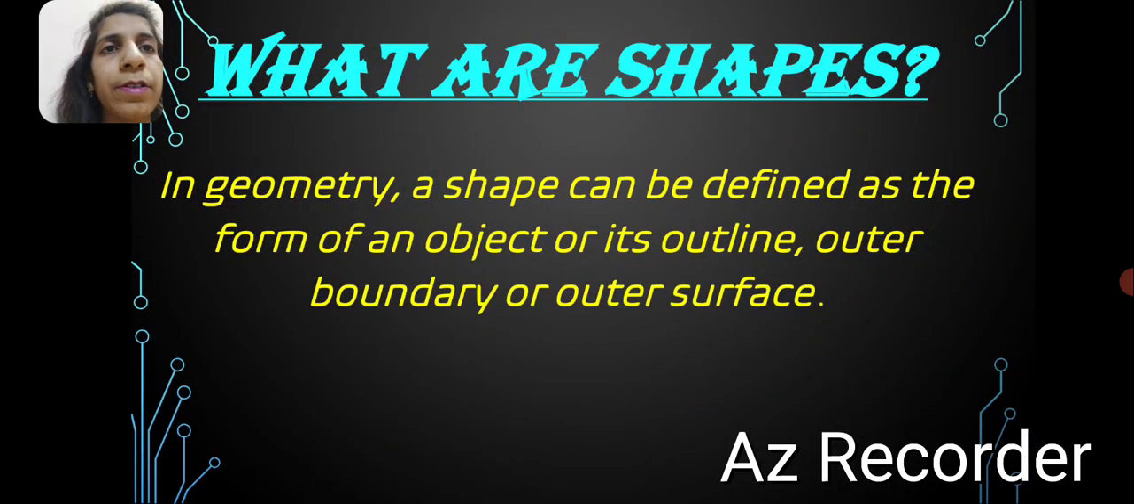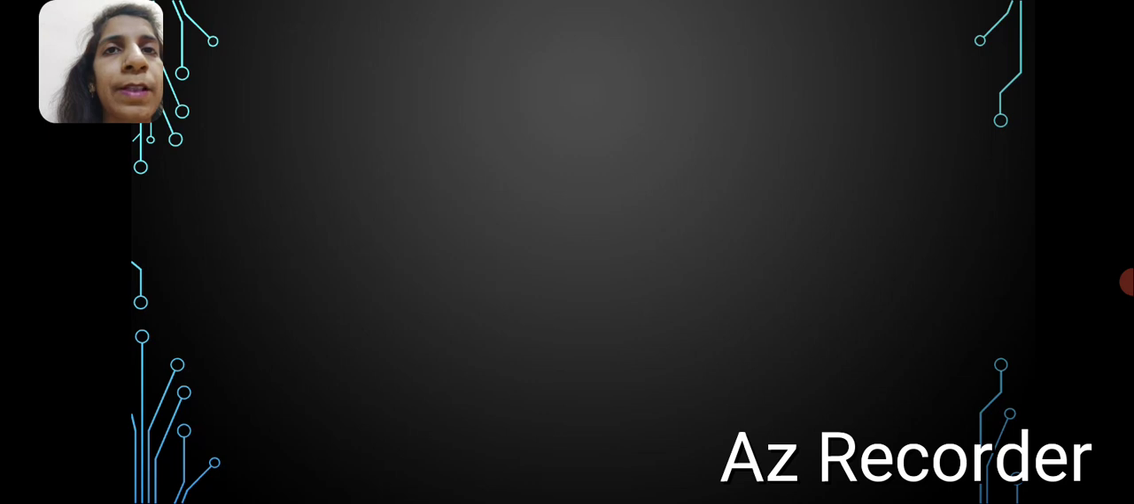So what are shapes? In geometry, a shape can be defined as the form of an object or its outline or its outer boundary or outer surface, and we call that a shape. Okay, let's move further.